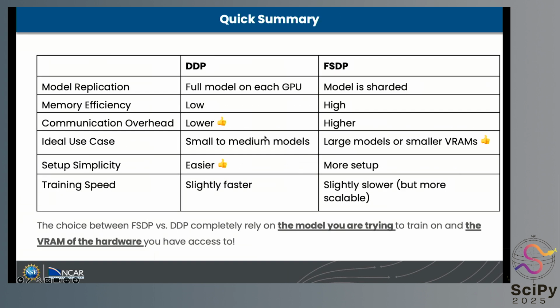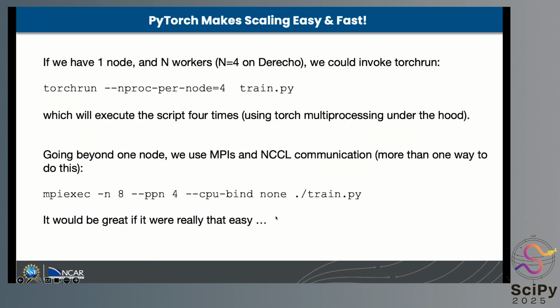For us at NCAR, I mentioned we have the 40 gig A100s, and those have a smaller VRAM. So we see a lot of our scientists are more interested in FSDP because of that. Otherwise, with the 80 gigabytes of memory, DDP works absolutely fine, and you can use it for training. And this is essentially a summary of what I mentioned. The communication overhead is much higher on FSDP, but it's very ideal for models that are larger, or when we have smaller VRAMs, for example, us. And DDP is simpler to set up. So it all depends on the hardware you have access to and the model you are trying to train.